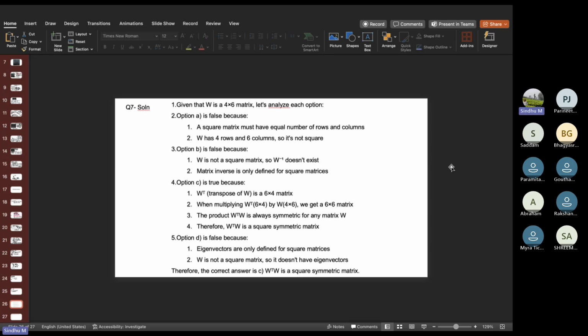And the next option is about W transpose W. W is a 4 cross 6, and W transpose means rows and columns will be exchanged, so it will be 6 cross 4. So W transpose W will be 6 cross 4 times 4 cross 6. So finally it will have 6 and 6, so 6 rows, 6 columns. So W transpose W will be a square matrix.